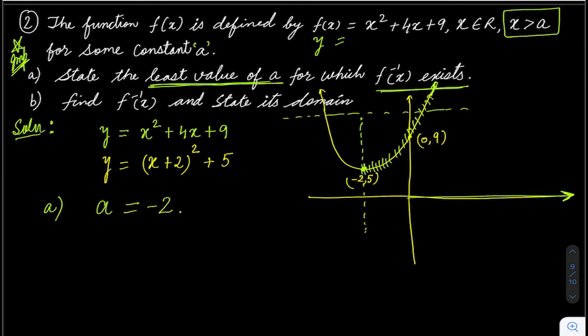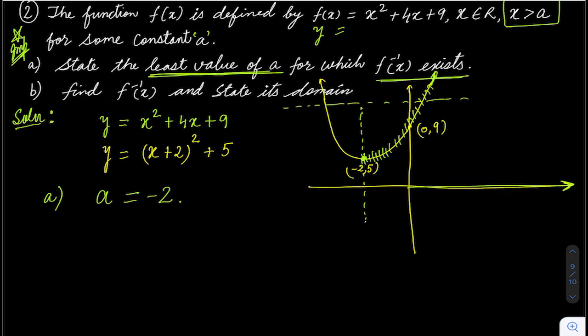So there are 2, 3 logic here. First is, we can take left part, right part. Second is, from right part, what's the least value of A? Obviously, if you take A as 5, then also this will be a 1, 1 mapping and inverse will exist. But 5 is not the least value. The least value is minus 2. I hope everyone understands this.